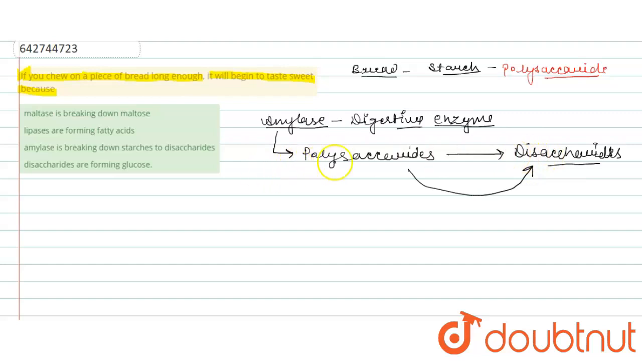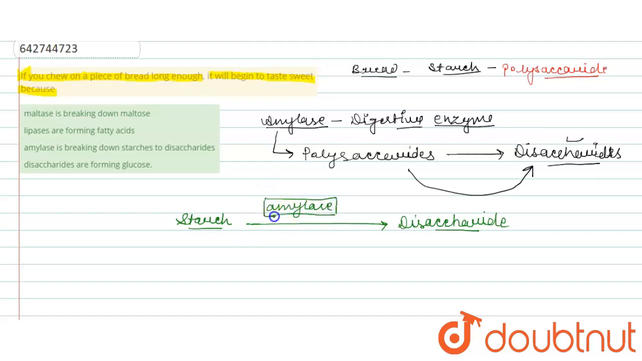Polysaccharide is a complex form as compared to the disaccharide, and amylase breaks it down into a simpler form. So in the case of bread, the starch present in bread is converted into disaccharide, the breakdown of this starch. This happens due to the presence of amylase, a salivary enzyme secreted by the salivary gland. This amylase acts on the starch and converts it into disaccharide, and the disaccharide in this case is maltose.